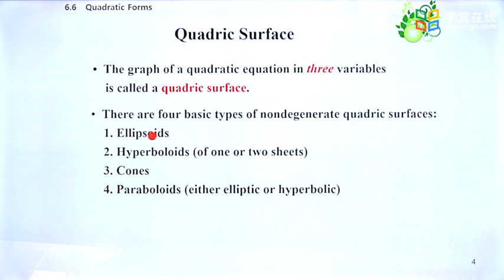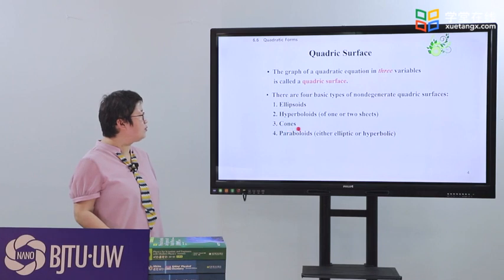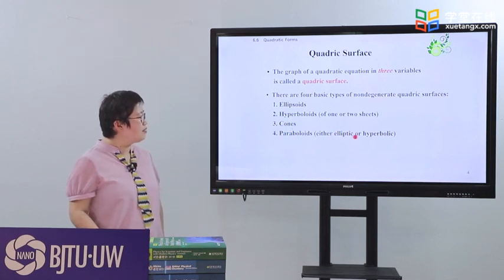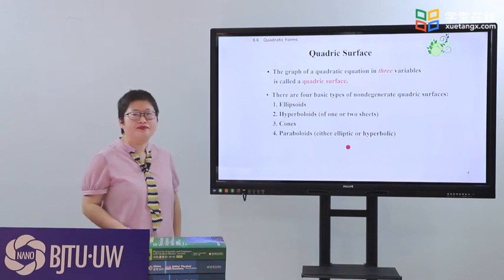So the first one, ellipsoids. The second one, hyperboloids of 1 or 2 sheets. The third one is cones. The fourth one is paraboloids, either elliptic or hyperbolic.